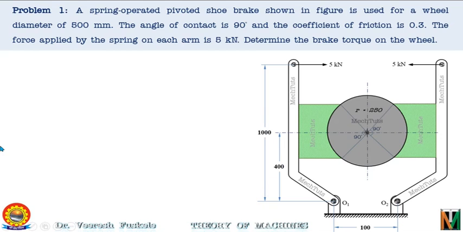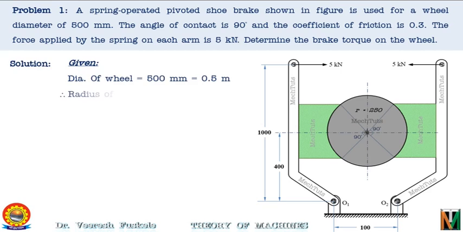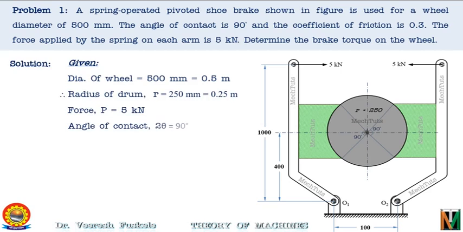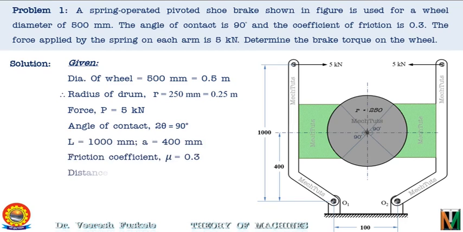So let's proceed with the solution, and as usual we should write down the given parameters. Diameter of wheel is 0.5 meter, so the radius will be 0.25 meter. Force is 5 kN. Angle of contact is 90 degrees. The length L is equal to 1000 millimeter and distance A is 400 millimeter. The friction coefficient is 0.3 and the distance between the pivots is 100 mm. And we have to find the braking torque TB.